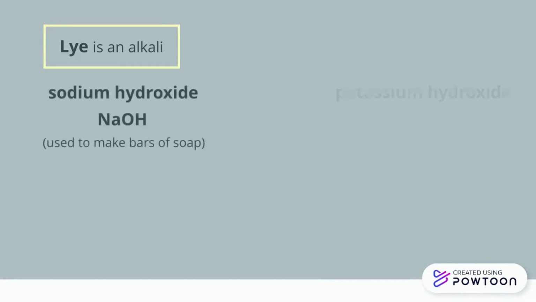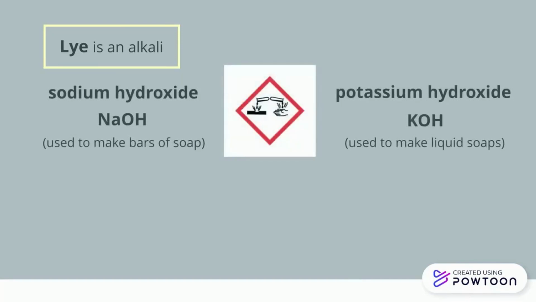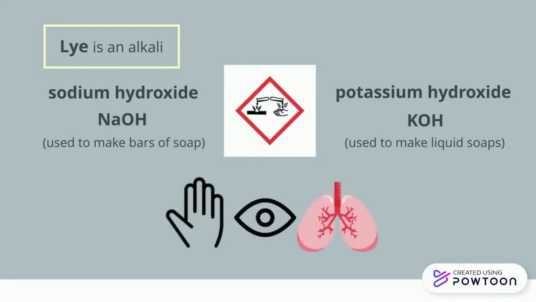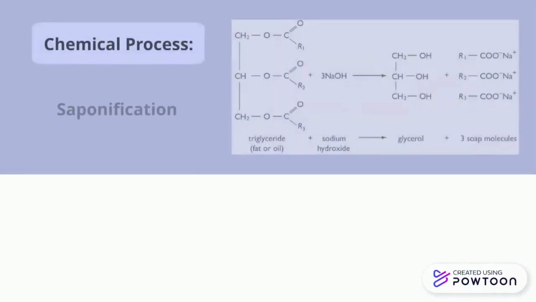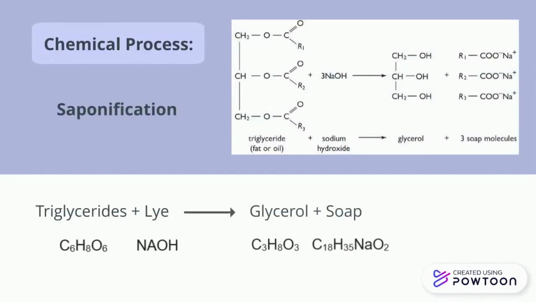Lye is an alkali needed to produce soap. Lye is frequently referred to as sodium hydroxide or potassium hydroxide. Lye on its own is extremely corrosive, which can irritate the skin, eyes, and respiratory system. When the ingredients are combined properly, they'll go through a chemical process known as saponification. It is when triglycerides chemically react with lye, producing glycerol and 3 soap molecules.